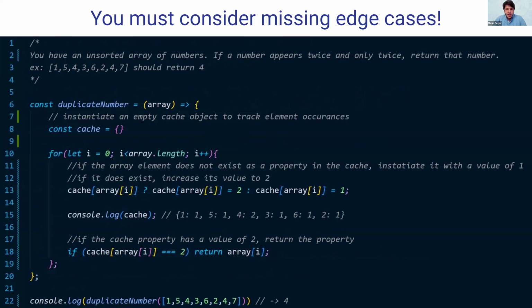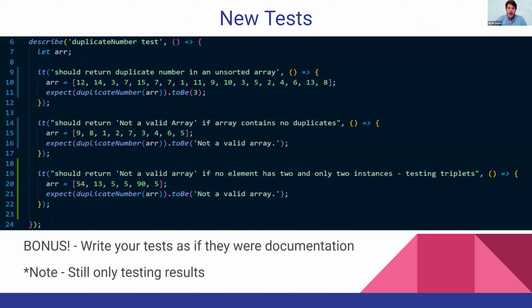Right now, neither my code nor my tests are considerate of edge cases. And as a rule of thumb, you shouldn't assume the developer is going to write appropriate edge cases. Instead, make sure that they have to by writing tests that fail without them. So let's go back to our test suite here. I've added in a test for the 0 duplicate scenario and a test for the triplet scenario.